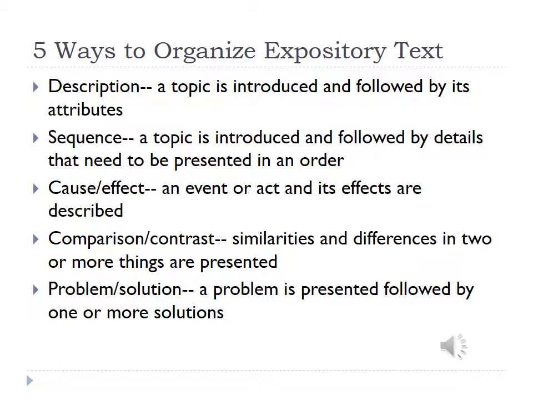Now let's take a look at 5 common ways to organize expository texts. First, there are descriptions. In a description, a topic is introduced and followed by its attributes or details. In a sequence, a topic is introduced and followed by details that need to be presented in a specific order. In a cause and effect, an event or act and its effects are described. In a comparison-contrast, similarities and differences in 2 or more things are presented. And finally, in a problem solution, a problem is presented, followed by 1 or more solutions.